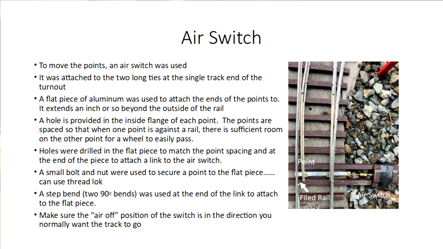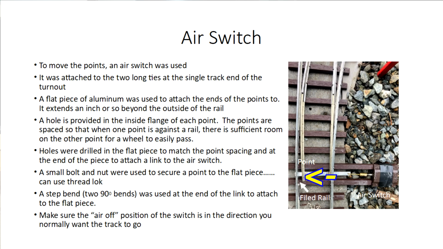This is the switch motor. This is my air switch motor right here. So to move the points, you use the air switch. Now here are the points, down here and right here. So when you put down the points, you have to make sure that when one side of the point is up against the rail, the other side has enough room for the wheel to go through and continue on straight through.